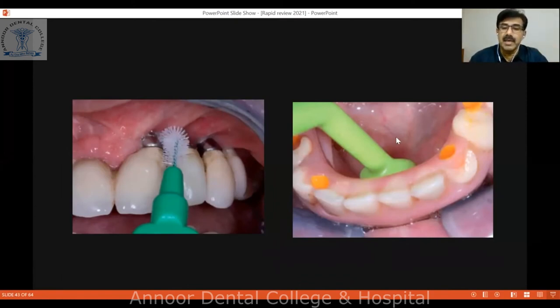interproximal space between implants. Now this is a contra-angled uni-tufted brush. Now you can see these points correspond to the screw holes where we have screwed the implant. So you have an implant here, here, here, and here. You will know by looking, but you have to educate the patient by showing in a mirror that these are the locations where the implants are. And you should advise the patient to maintain around the implant as well as clean under these prostheses also. Then only you can prevent peri-implantitis or peri-implant disease from occurring.